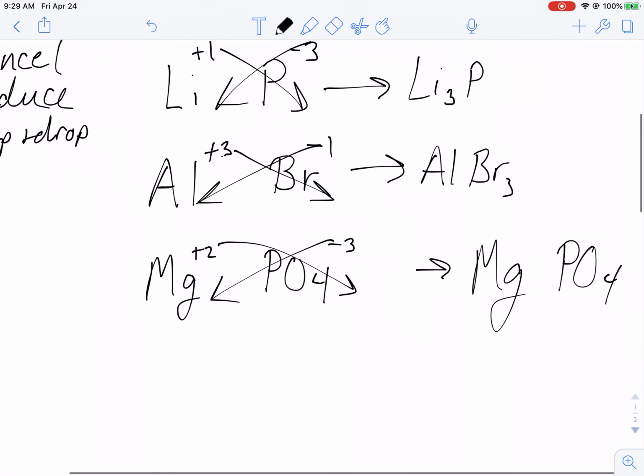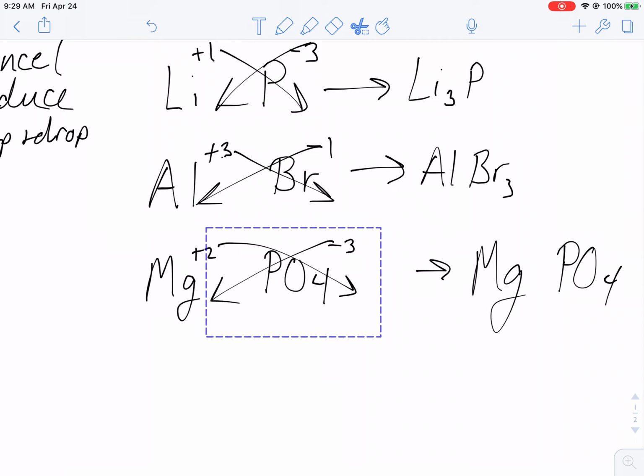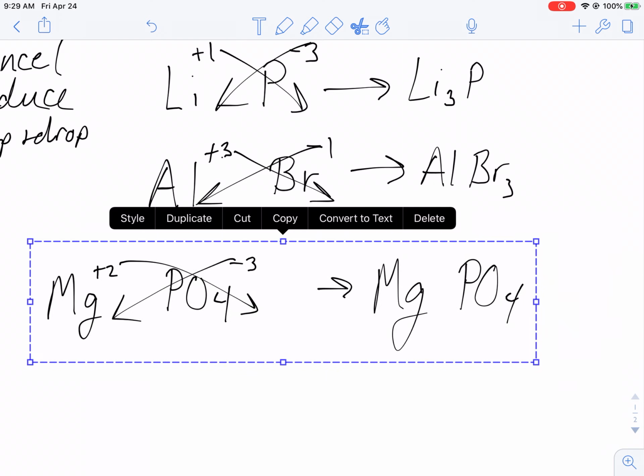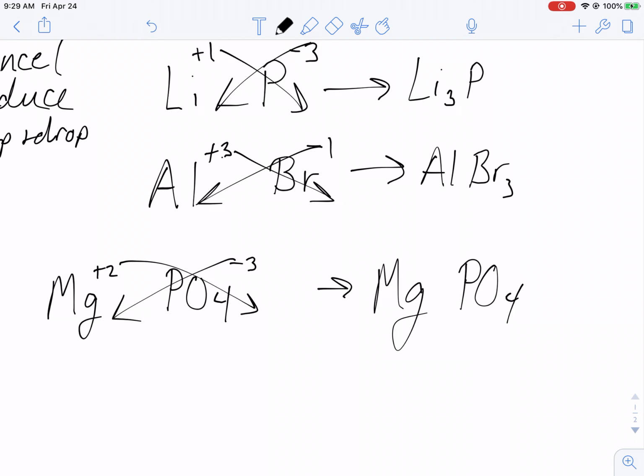Now, the vast majority of you, all of you, are making a mistake because you are moving your 4. Don't do that. When I swap and drop, the 3 comes down here, and the 2 goes after PO4 in parentheses. I have PO4 here, and I have PO4 here. Remember, in a polyatomic ion, we do not change the formula of that polyatomic ion. The only thing that we can do is put it in parentheses and add the number behind it.